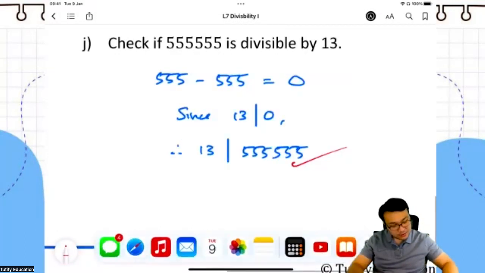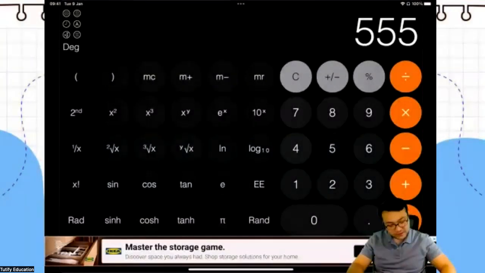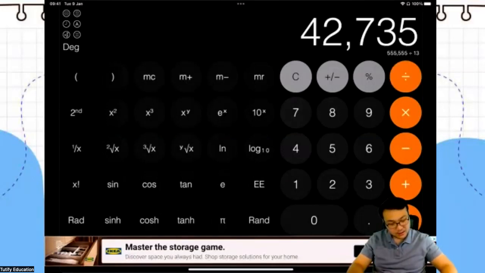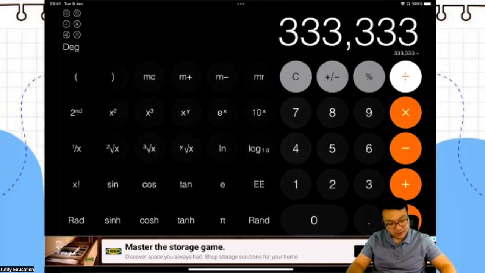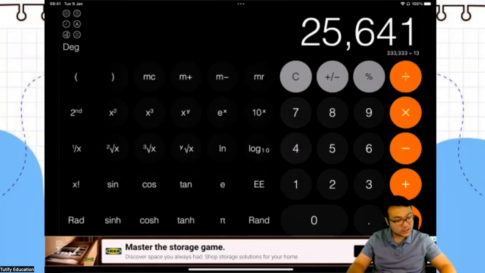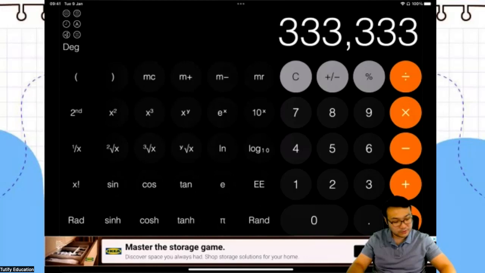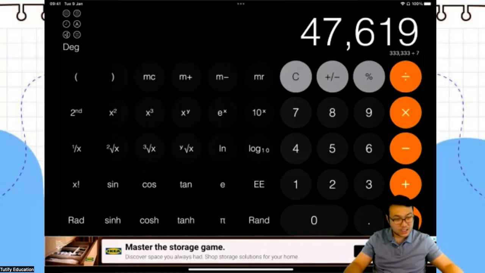Okay, come, let's take a look. 555,555 divided by 13, it works. 333,333 divided by 13, it works. You want to divide it by 7? 333,333 divided by 7, it works. Any block of 6 numbers repeated, with all the same numbers, is always divisible by 7 and 13. Okay, the trick is to separate the last 3 digits from the rest of the number and find the difference between them.